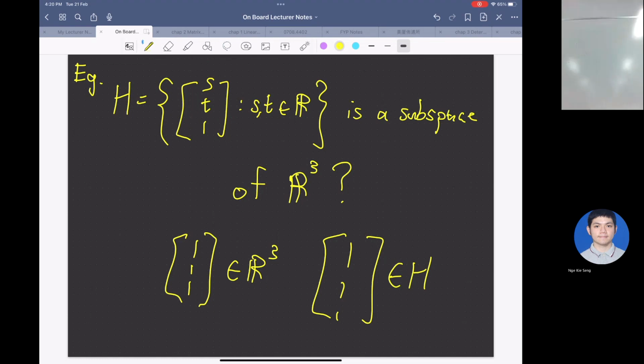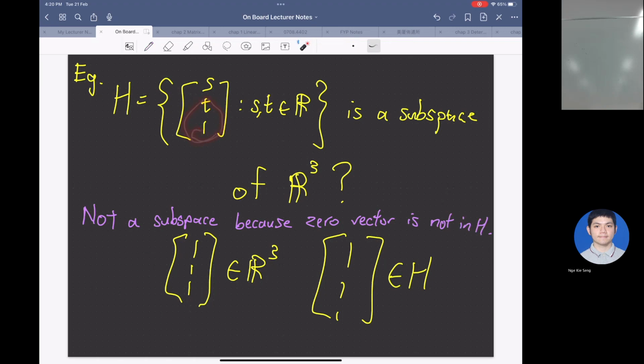So okay, good. This answer from the front says that this is not a subspace. Why? Because the 0 vector is not in H. Everything in here is something with a 1 in the third entry. So this is not a subspace.